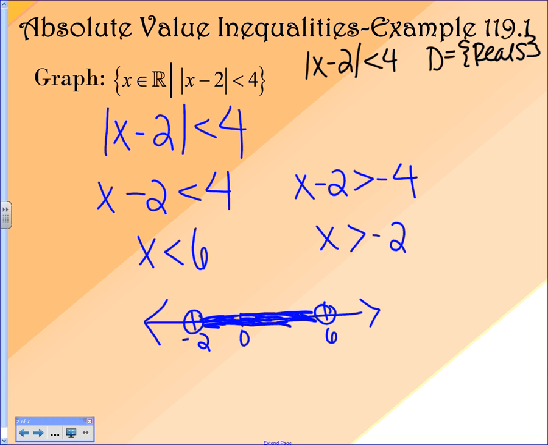If you try a number in here, like 0. 0 minus 2, is the absolute value of it less than 4? Let's try a number over here. Negative 5. Negative 5 minus 2. Absolute value less than 4. Or if you try a number above this, is it going to work? Does that make sense so far? Any questions?